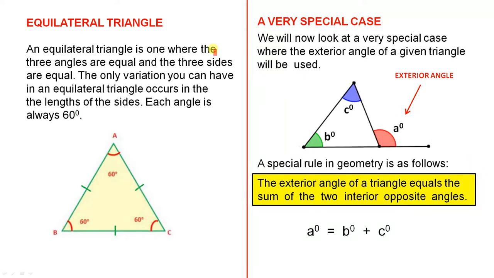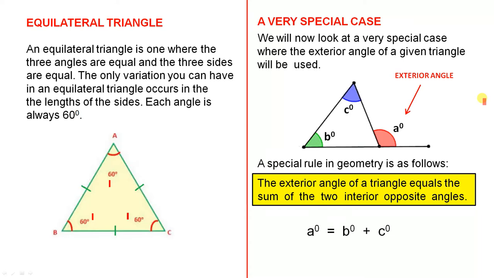Equilateral triangle. An equilateral triangle is one where the three angles are equal and the three sides are equal. The only variation you can have in an equilateral triangle occurs in the lengths of the sides. Each angle is always 60 degrees. So no matter how long the sides are, the angles are always 60 degrees. So here's one stroke on each side. See the same number of strokes? That tells you that all the sides are equal, hence all the angles are equal and they must be 60 degrees. A very special case.